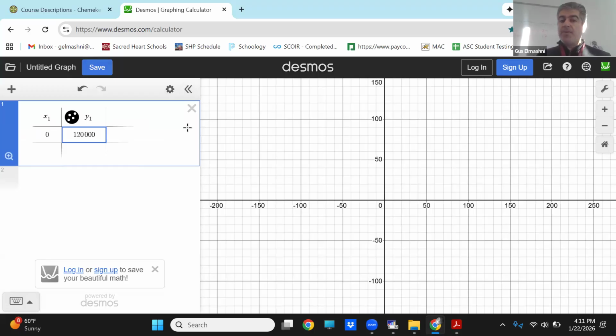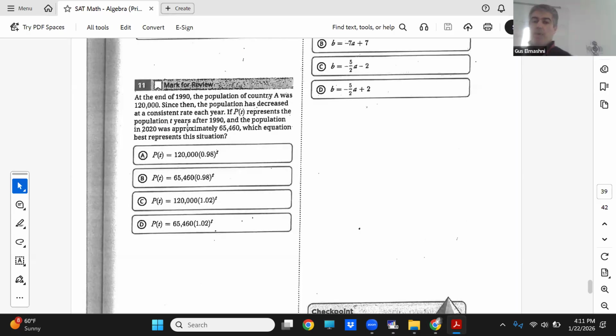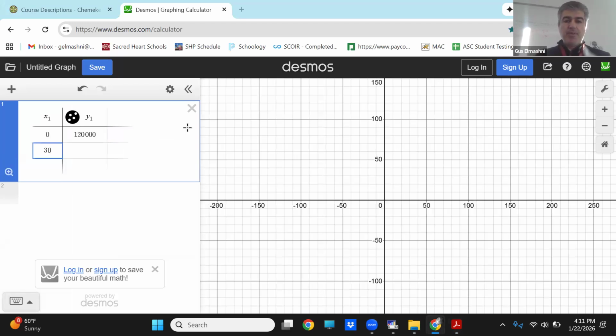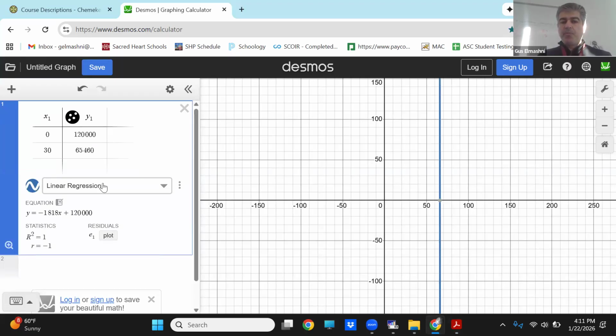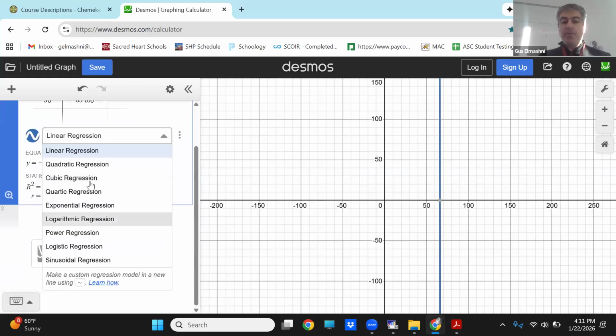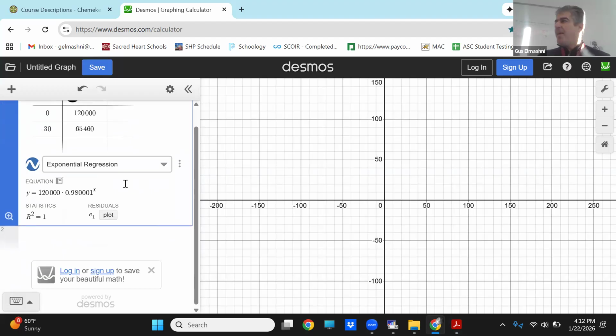After how many years is the next data point? In the year 2020, how many years has passed from 1990 to 2020? 30 years. And what's the new population? Whatever that number there is, right? 65460. But then what you do is you have to hit this little button right here to add a regression line, but you don't want a line, it's an exponential. So they give you a bunch of options, quadratic, cubic, quartic, whatever. Correct. And it gives you the equation afterwards.